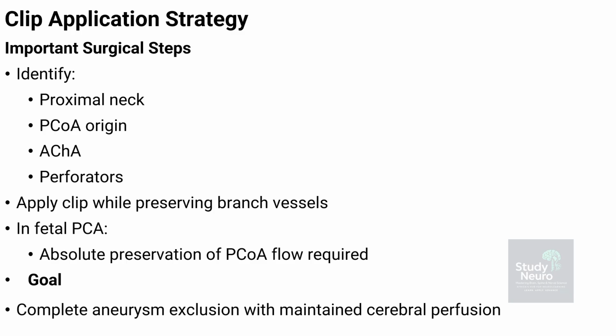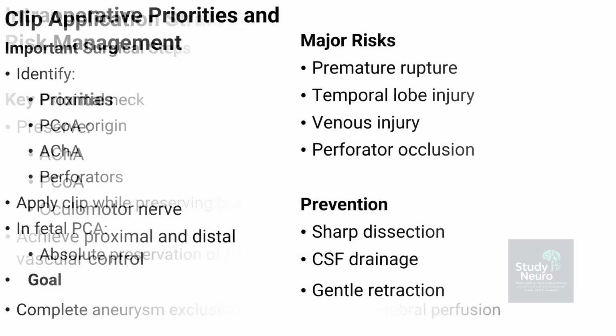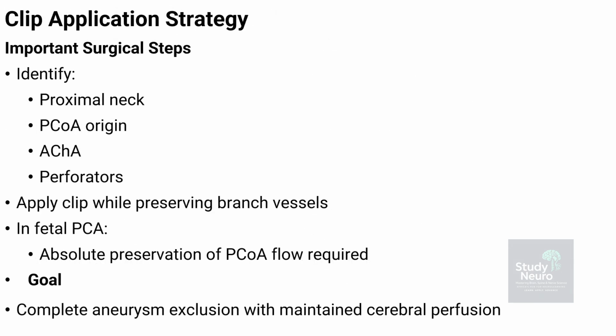In cases with a fetal-type posterior cerebral circulation, preservation of flow through the posterior communicating artery becomes even more important because it may carry dominant blood supply to the posterior cerebral territory, making vessel patency not optional but mandatory for safe outcome. Anatomy dictates the rule. The final objective is complete and secure aneurysm occlusion while maintaining normal cerebral perfusion through all preserved vessels, achieving a balance between definitive treatment and functional safety in a highly delicate vascular region. That balance is the goal.